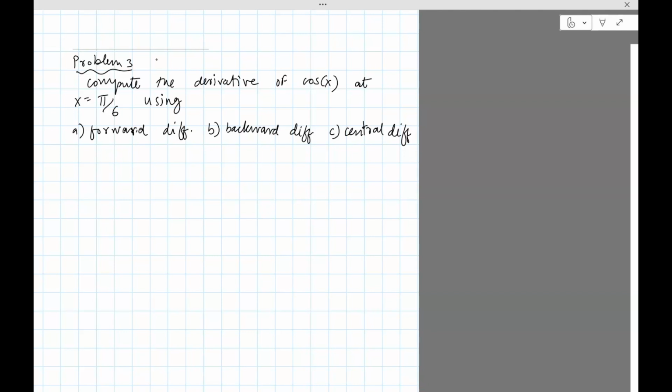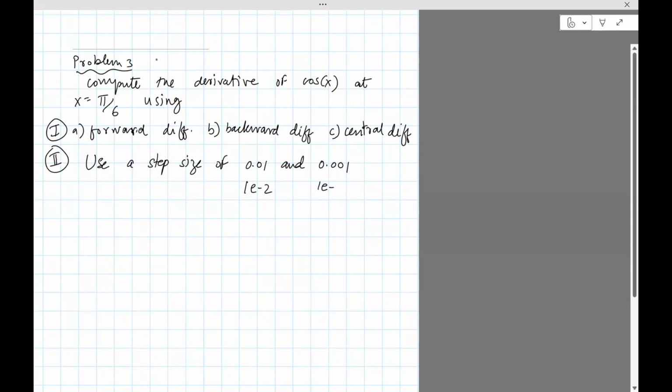Besides doing this, you also have to try different step sizes. Use a step size of 0.01 and 0.001. Now, sometimes you'll see in books or in the questions, this written as 1e negative 2, 1e negative 4. It means the same thing. 1e negative 2 is 0.01.